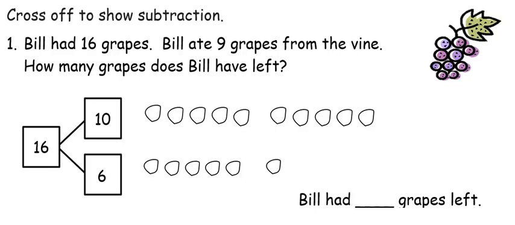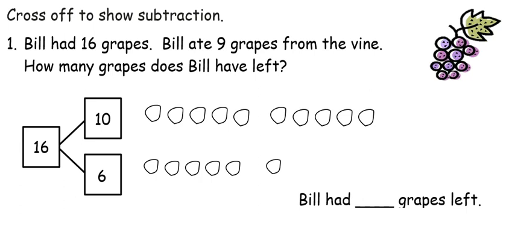This tutorial is for first grade, Module 2, Lesson 12. In this lesson, we're going to use pictures and number bonds to help us subtract 9 items. The directions say to cross off to show the subtraction, and the first problem says Bill had 16 grapes. Bill ate 9 grapes from the vine. How many grapes does Bill have left?